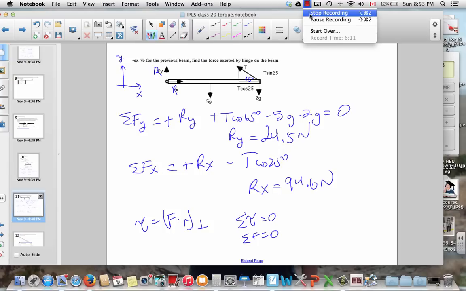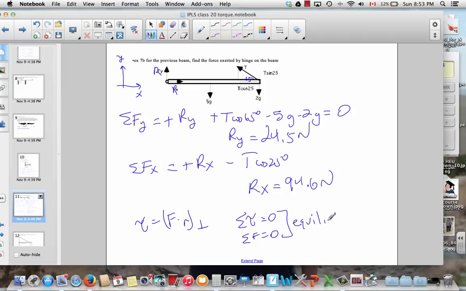And that's our lesson for today. This is called, of course, equilibrium, because the object is not moving. And these are the conditions for static equilibrium. We'll pick this up again in a bit more detail in class.